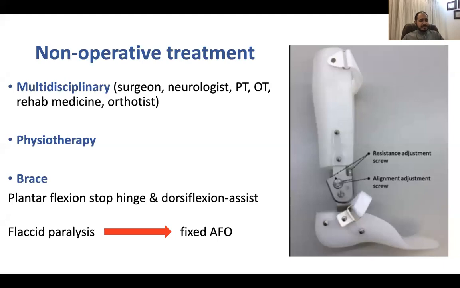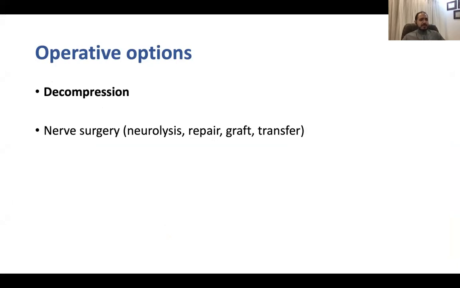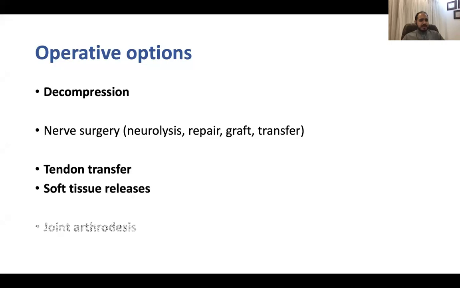And if it's a flaccid paralysis or a complete paralytic foot, a fixed AFO brace would probably be optimal. In regard to operative options, the patient usually comes to see us after a year or two to discuss those options. The available options for these patients are decompression, which is usually done by the spine surgeon, and nerve surgery for peripheral nerve injuries. And then, for the foot and ankle specifically, we have options of tendon transfers, soft tissue releases, and lastly, joint arthrodesis.